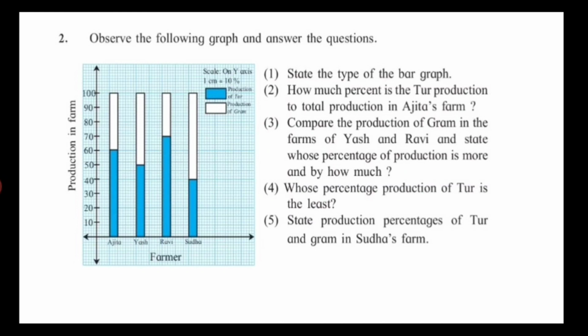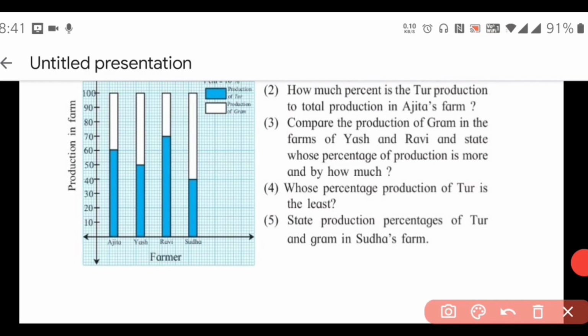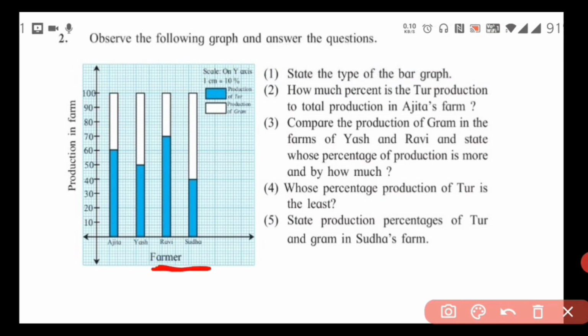What is there in the graph? On the x-axis we can see the names of farmers. The first farmer is Ajita, then the second is Yash, the third is Ravi, and the fourth one is Sudha. So in this way, 4 farmers' names are written over there.